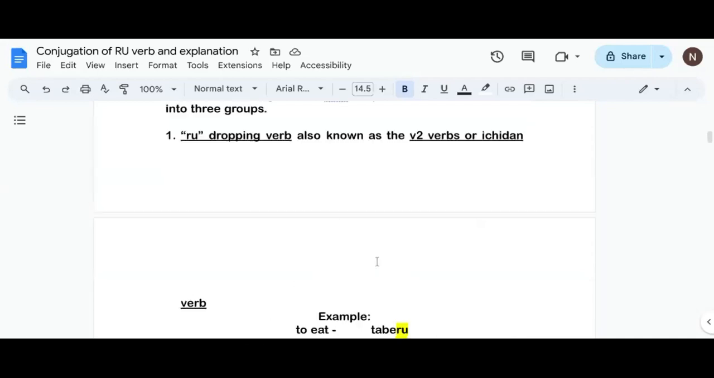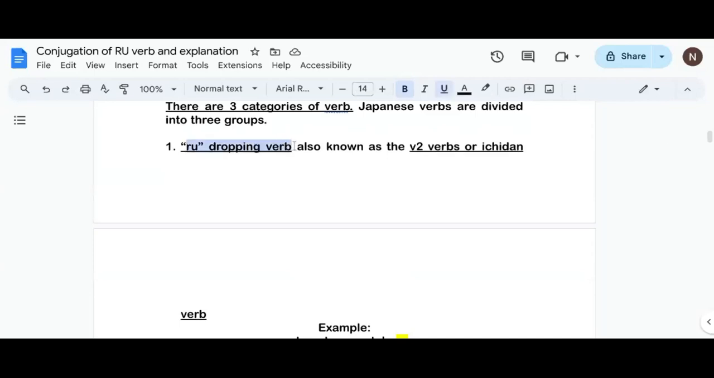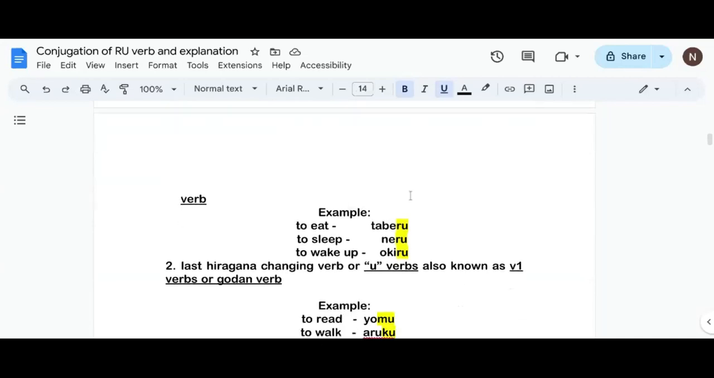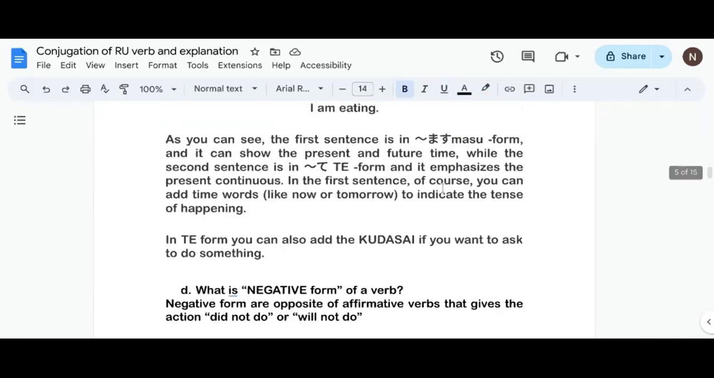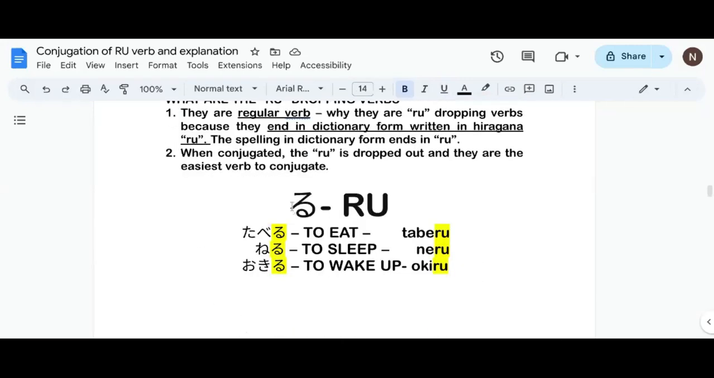For example, why do we call this a ru dropping verb? For example, the verb to eat. In the Japanese dictionary, you can find this as taberu. It ends in ru. Hiragana ru. I have an example of hiragana. This is the ru in hiragana. Ru.